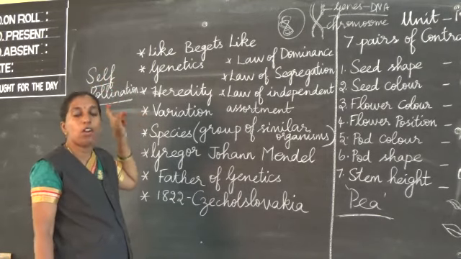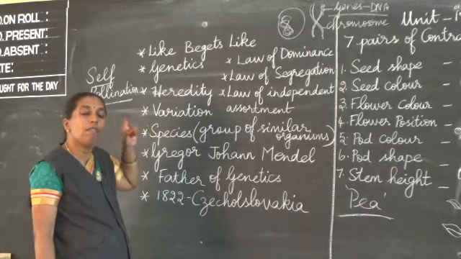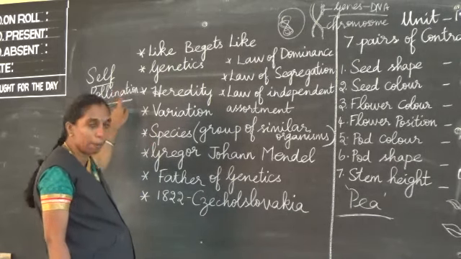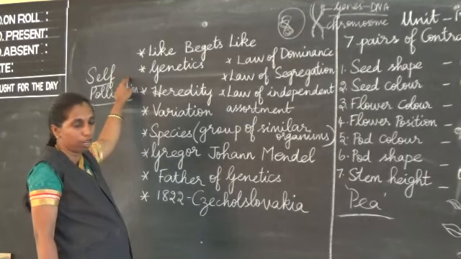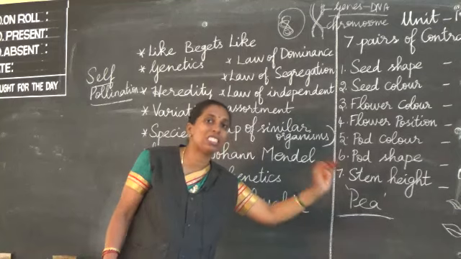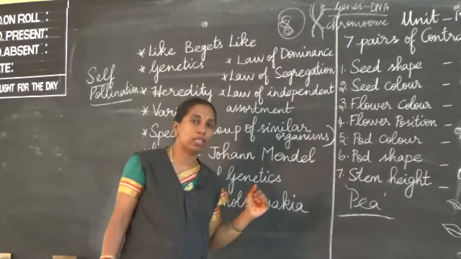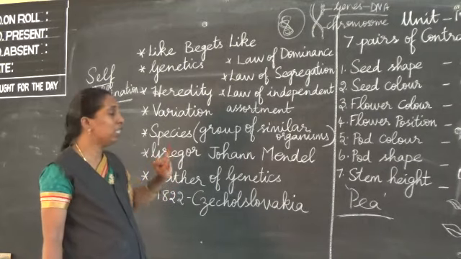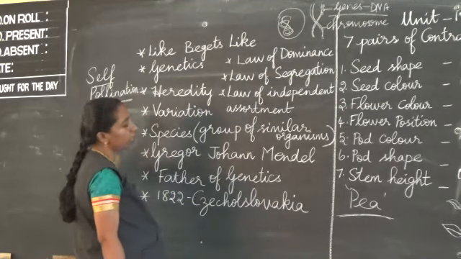Self-pollination means transfer of pollen grains from the anther to the stigma of the same flower of the same plant. So why did Mendel select this pea plant? Because there are certain reasons. The first one is self-pollination. They can easily self-pollinate this plant.